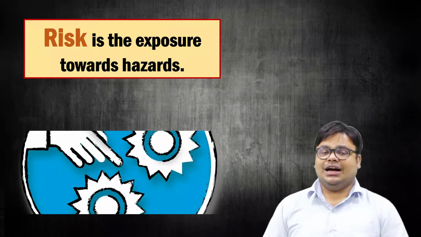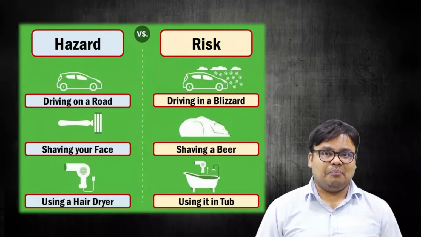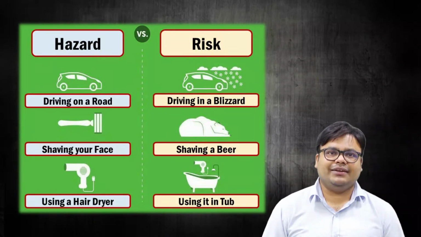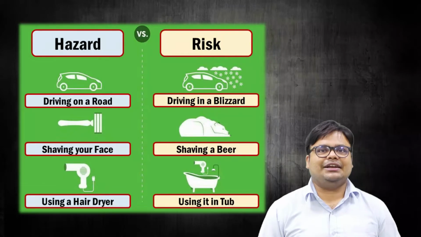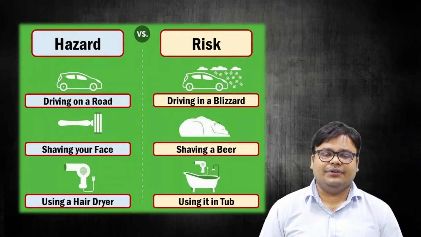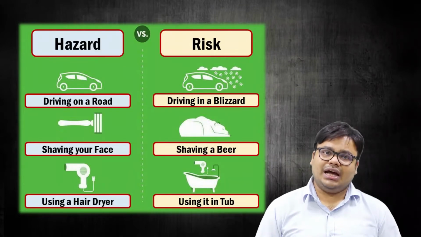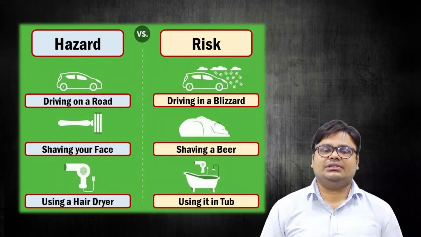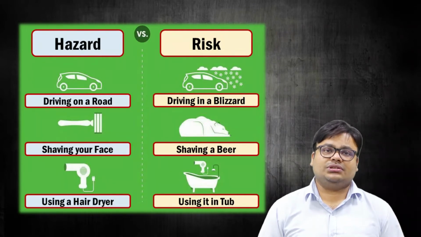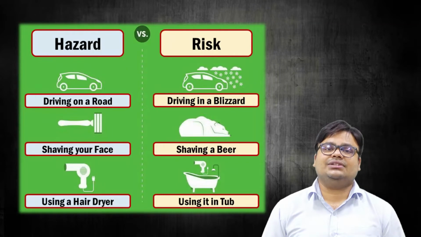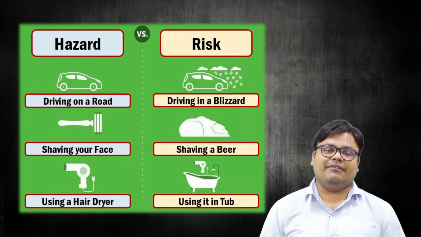Then, moving on to the other slide, there is a comparison between hazard and risk, with very good examples. The first one is driving on a road. Driving can lead to a lot of accidents if you are not careful, so driving is a hazard. But when you are driving in a blizzard, with snowfall, you cannot see the road clearly, so there is a huge chance an accident may occur. That is an unnecessary risk we take while driving in a blizzard.